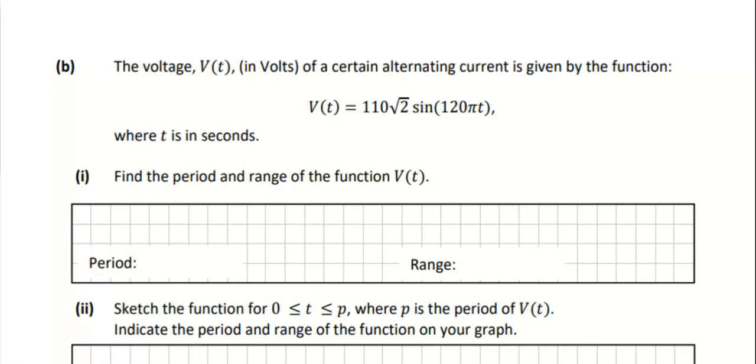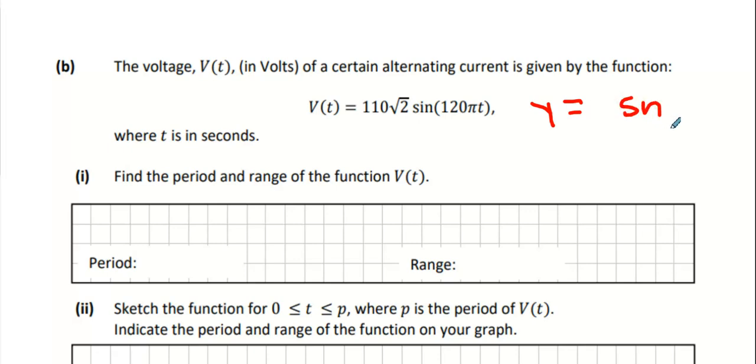B. The voltage in volts of a certain alternating current is given by the function phi of t equals 110 root 2 sine 120 pi t. Find the period and range of this function. Now, let's remember what we know about sine waves. Let's start off really basic.